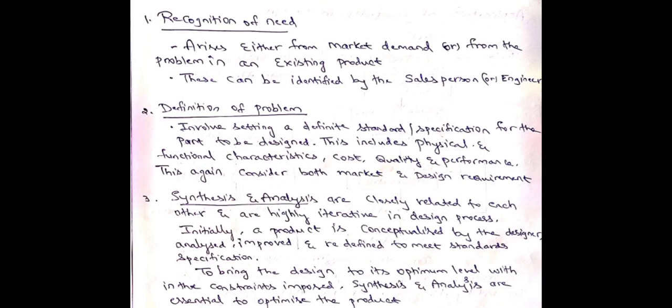Next is synthesis and analysis. These are closely related to each other and are highly iterative in the design process. Initially a product is conceptualized by the designer, and the design is improved and refined to meet standard specifications. To bring the design to its optimum level within the constraints imposed, synthesis and analysis are essential to optimize the product. So this is a very important step and it is an iterative procedure, dear friends.